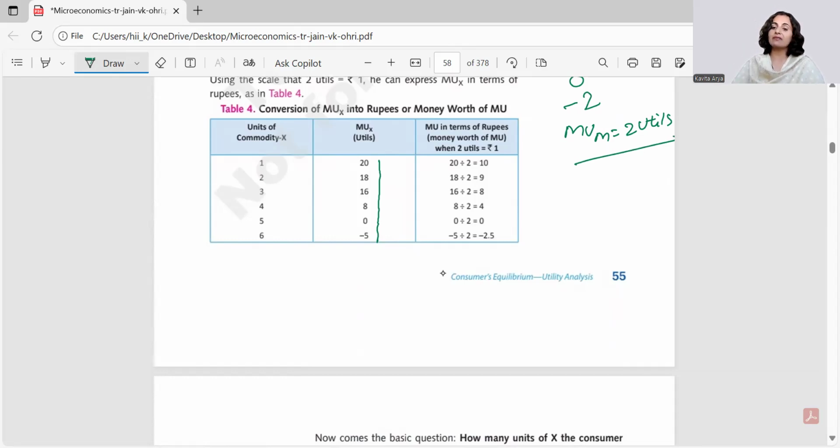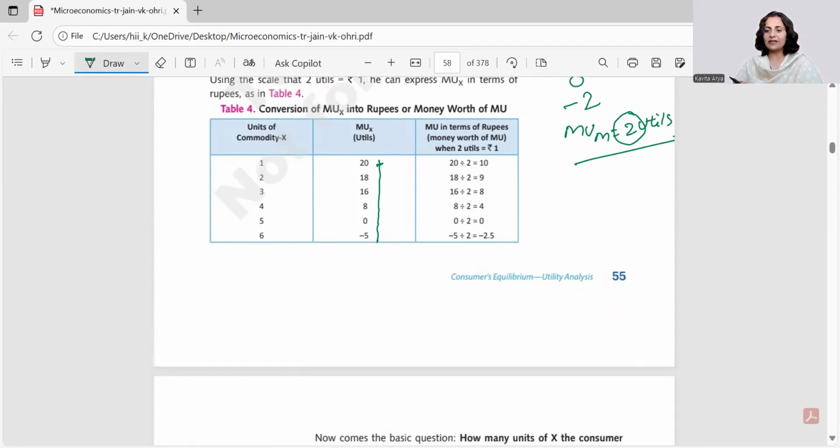Every rupee spent is giving me 2 utils. So if they are getting 20 utils, how much money should they be spending on it? You have to divide all throughout by 2, because here the keyword is 2. 1 rupee is giving me 2 utils of satisfaction. It means for 2 utils, I should spend 1 rupee. So when you have this utils table, you have to divide with this value.